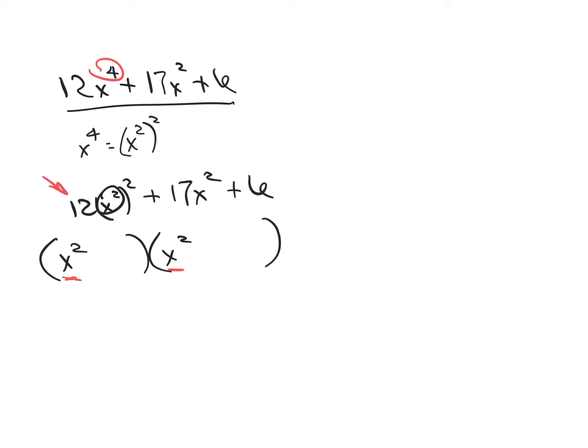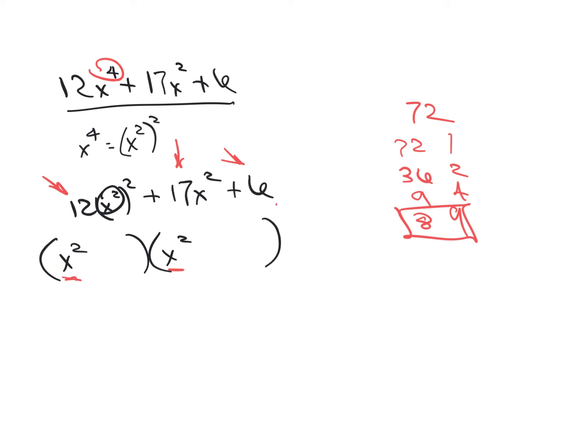All right, so we have a 12 and we have a 6, so we have a 72. So we want factors of 72 such that when we add them together, we get 17. So I know 72 and 1 won't work, because you either get 72 plus 1 or 72 minus 1. So that won't work. And 36 and 2 doesn't work. 9 and 4 doesn't work. 8 and 9 do work. 8 times 9 is 72. 8 plus 9 is 17.